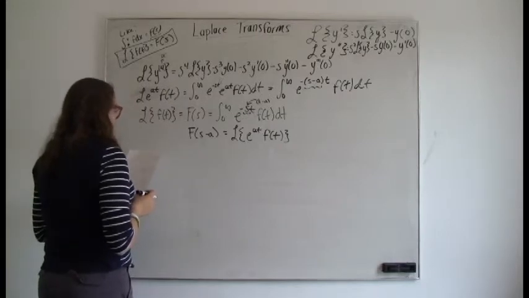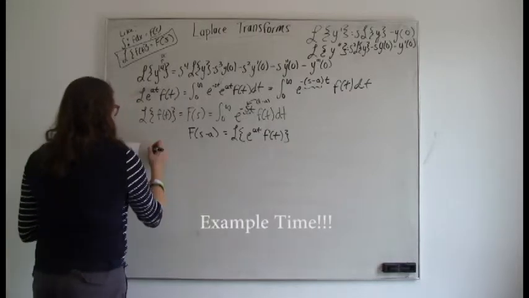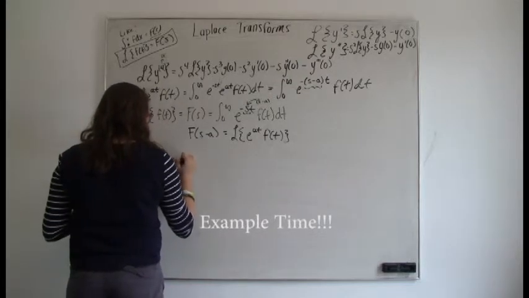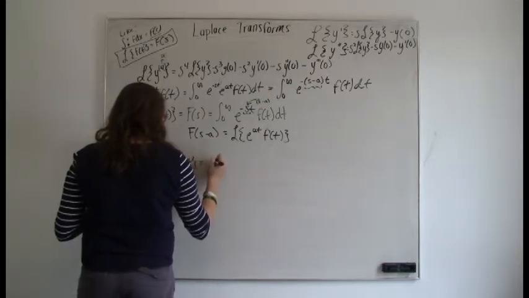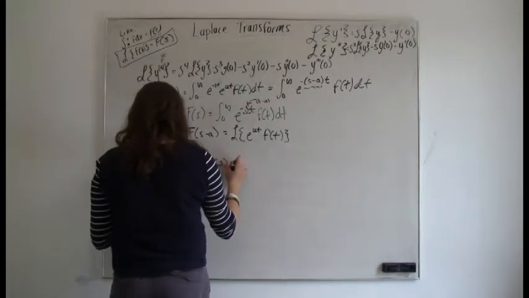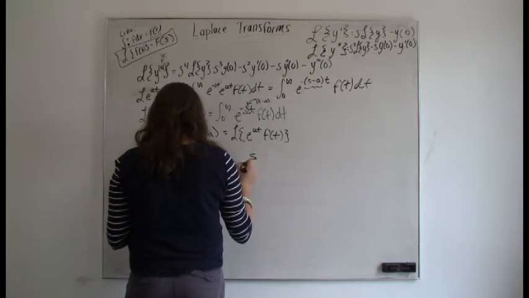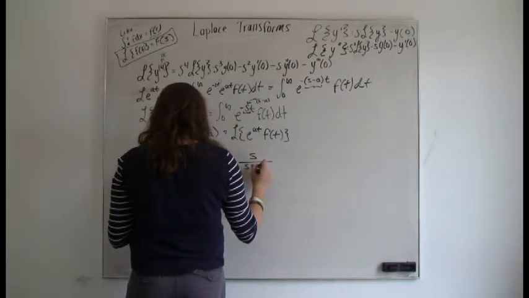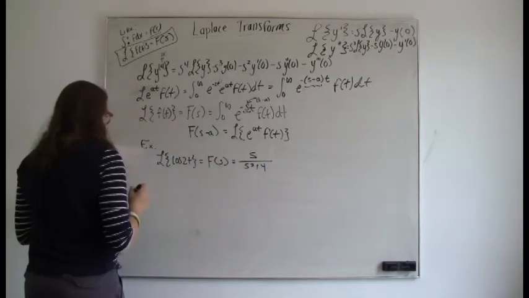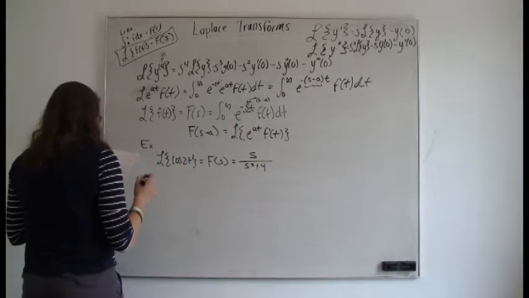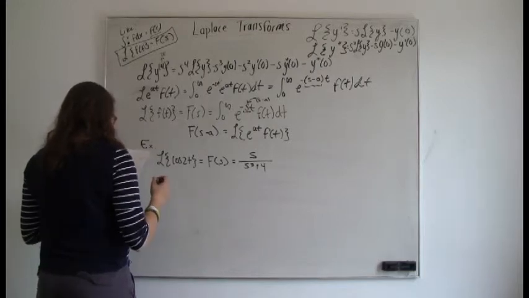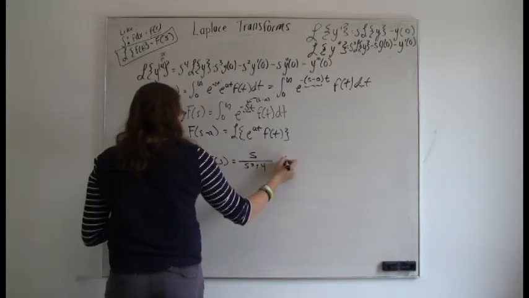Now let's do an example to try to demonstrate this. If we take the Laplace transform of cosine 2t, let's denote that as F of s, which equals s over s squared plus 4. We've done that in another video. The video will be linked in the description. Because the Laplace transform of cosine of at is s over s squared plus a squared. So if a here is 2, then 2 squared is 4.